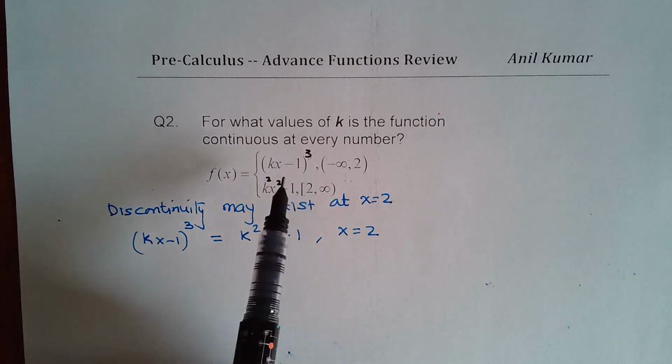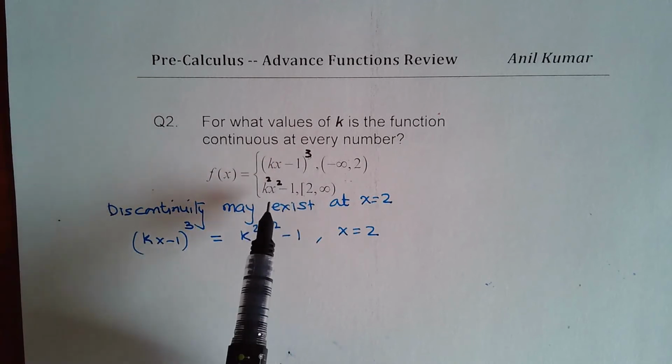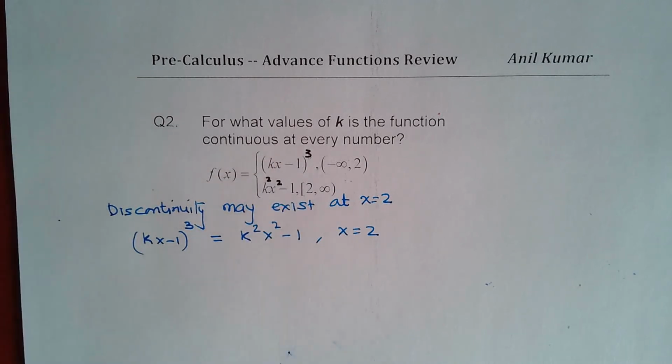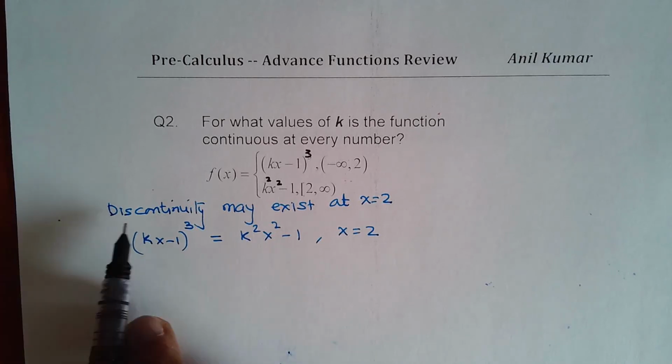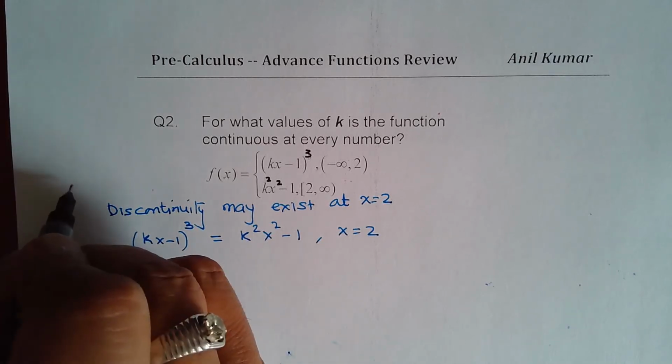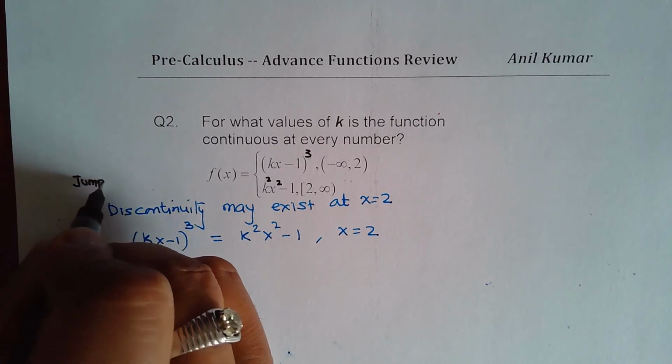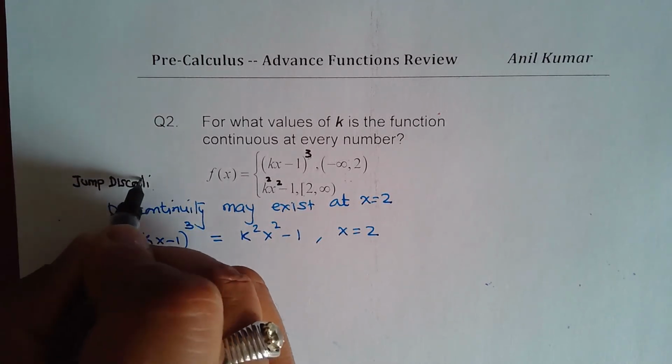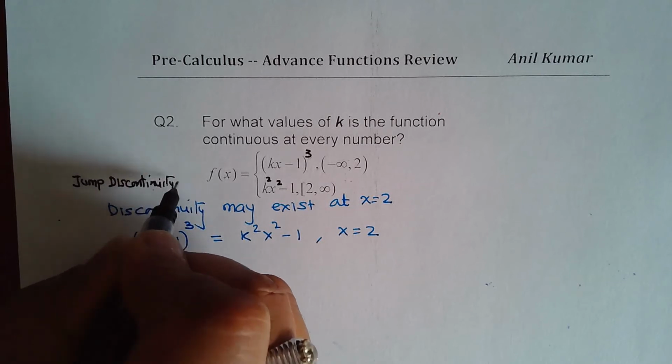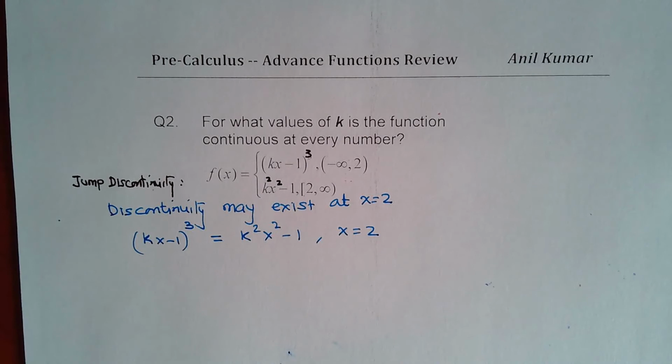Individually, the cubic function is a continuous function. The parabola is also continuous. Both are polynomials, right? But at x equals to 2, they may have different values, leading to a jump discontinuity. So the type of discontinuity will be, in this case, jump discontinuity. In the earlier example, we saw two types of discontinuities, hole and vertical asymptote. And here, we look into jump discontinuity. Vertical asymptote is also referred to as infinite discontinuity.